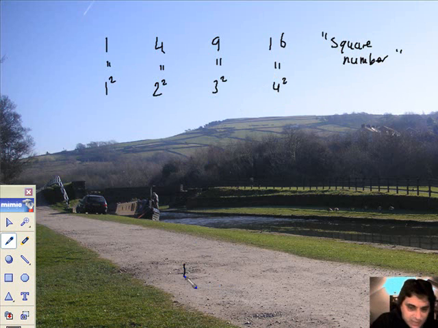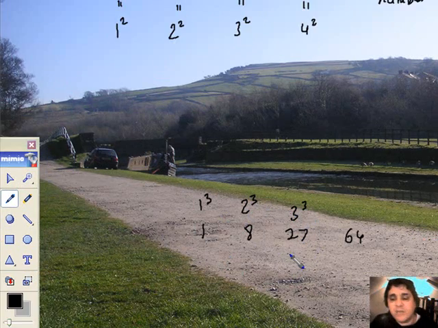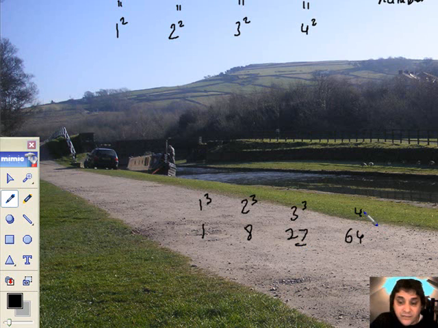Here's a nice one, write it down here. 1, 8, 27, 64. If your eye isn't trained into recognizing these numbers, you won't recognize that they're in fact cube numbers. Look at this. 1 cubed is 1. 2 cubed is 8. 2 times 2 times 2 is 8. 3 cubed is 27. 3 3s are 9, times 3 again, we get 27. And 4 cubed is 64. So these are called cube numbers.